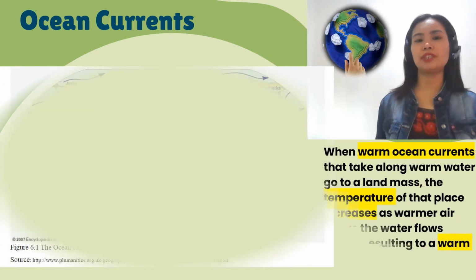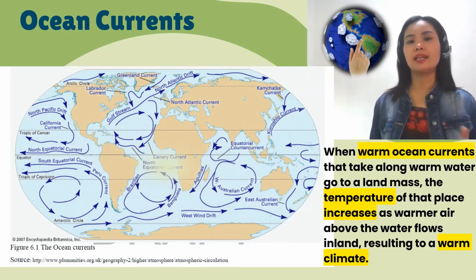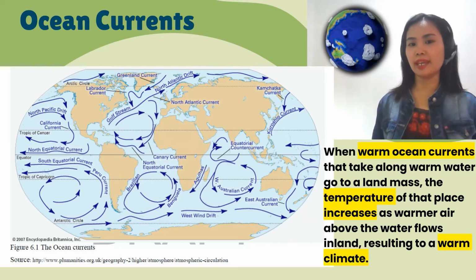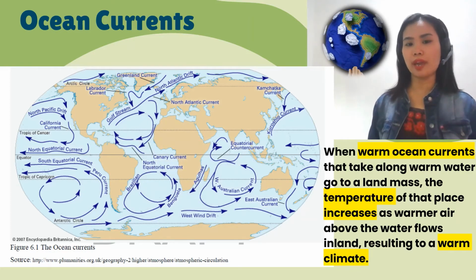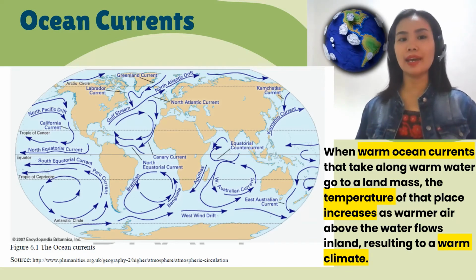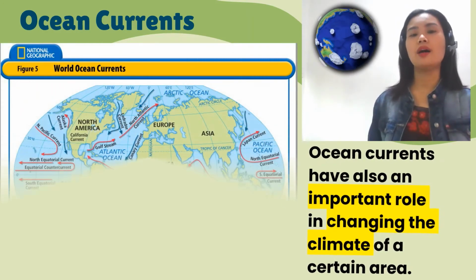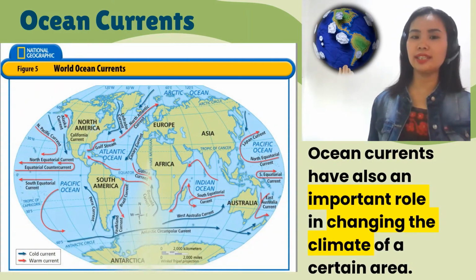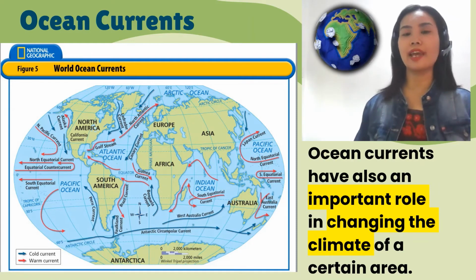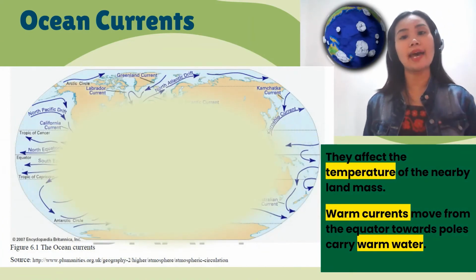When warm ocean currents that take along warm water go to a land mass, the temperature of that place increases as warmer air above the water flows inland, resulting to a warm climate. Ocean currents have also an important role in changing the climate of a certain area. They affect the temperature of the nearby landmass.